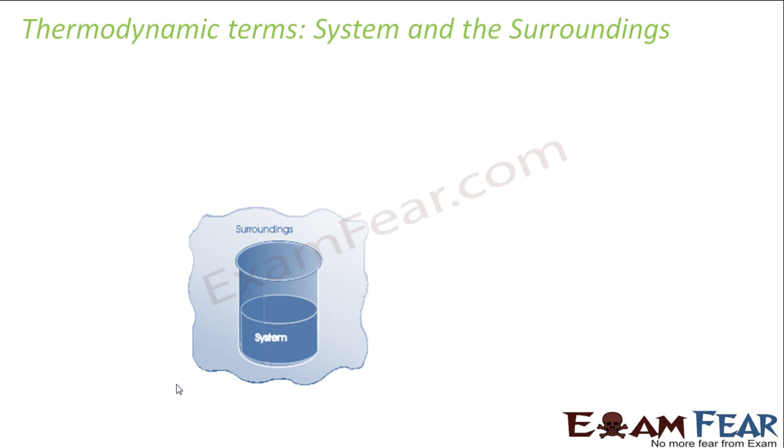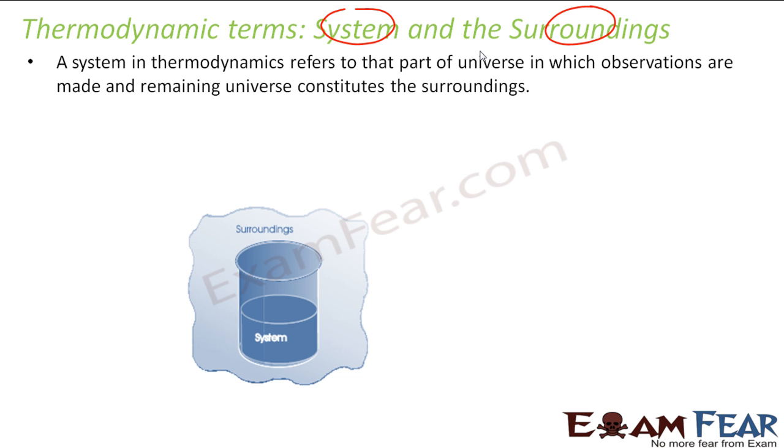The first basic concept in thermodynamics is the system and the surrounding. So what is system and what is surrounding? System is nothing but part of universe where observation is taking place. For example, if I have a test tube and in this test tube we are having some reactions, so this will be my system and anything apart is my universe.